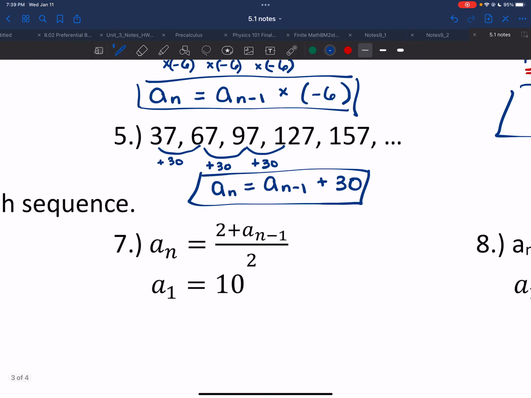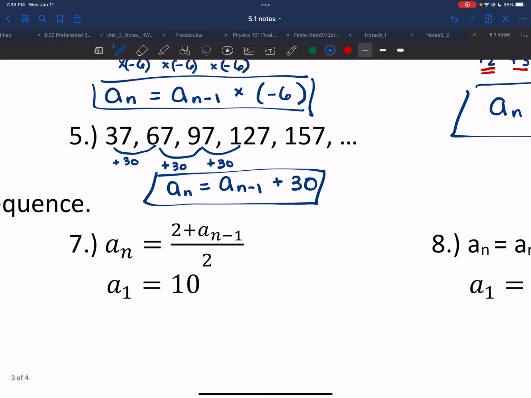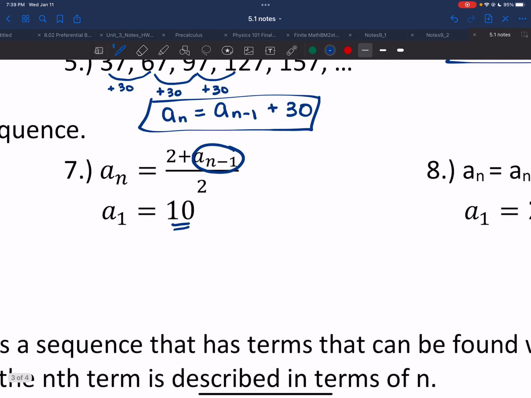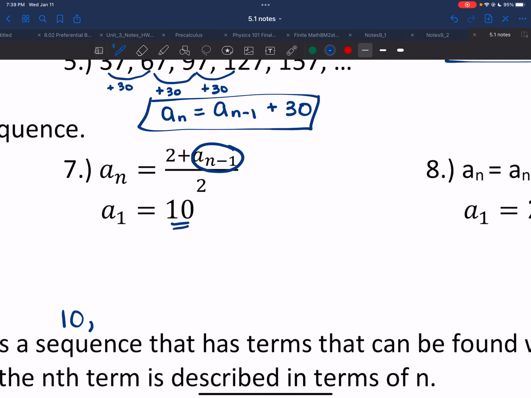This one is a little bit more challenging, but you can do it, okay? This again is my previous one. So I'm going to start out with 10, and I'm going to actually put that way down here. So 10 is my first one. So what I'm going to do is take that 10 and put it into the formula. So A2 is going to equal 2 plus that 10 that I had from A1 over 2. So that's 12 over 2. So that's 6. So my next value is 6 in that sequence.